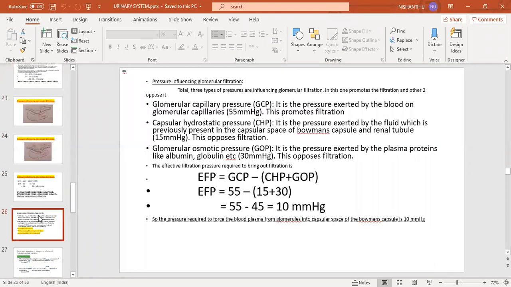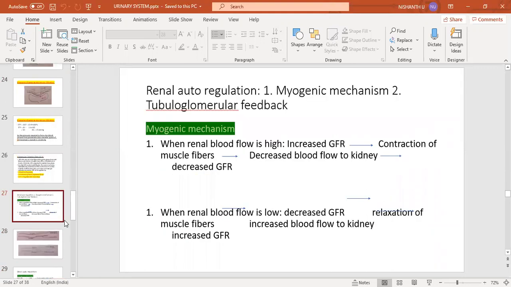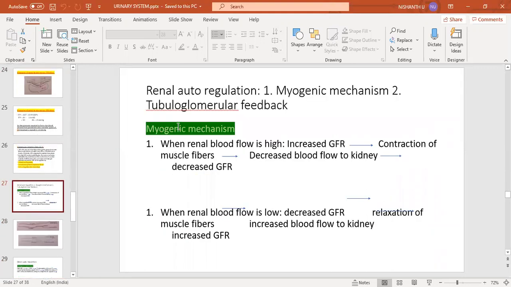Now let us go through one by one. First one is renal autoregulation. In renal autoregulation, two mechanisms are there: myogenic mechanism and tubuloglomerular feedback.